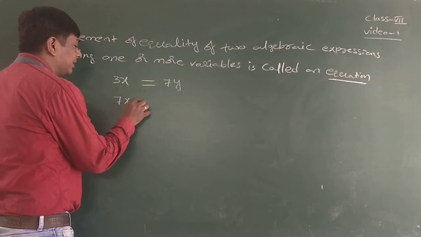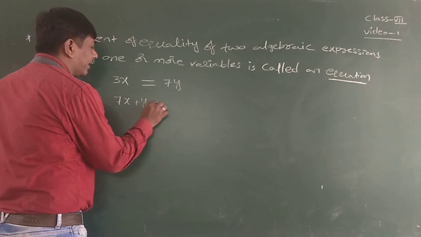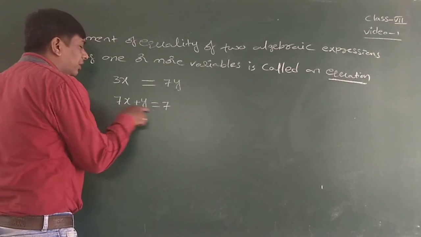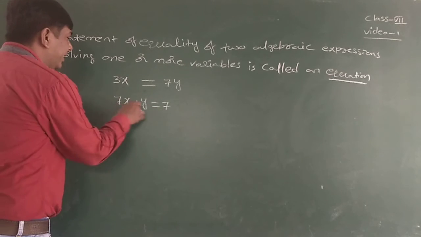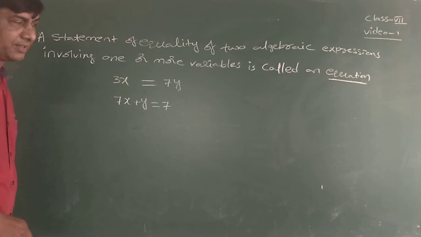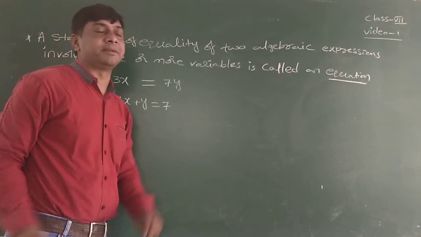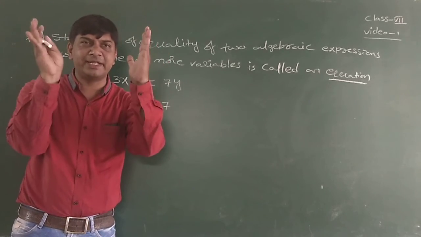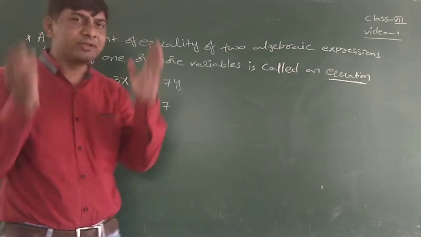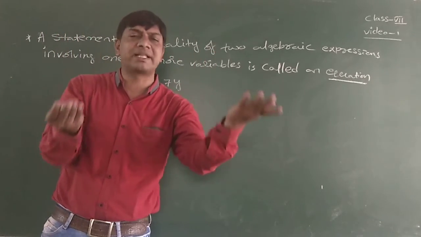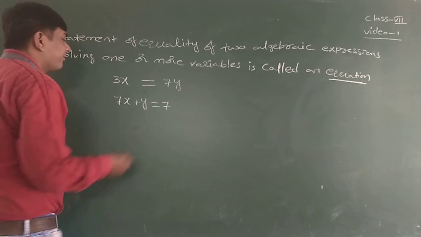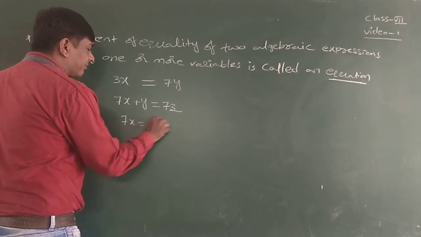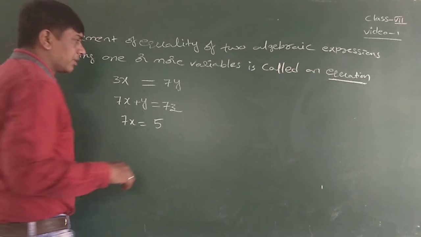So 7x plus y is equal to 7. Here this is also a statement of equality containing two variables. This is also an equation. Okay, got my point here? Two algebraic expressions, between them an equality condition is there, and in those two algebraic expressions one or more variables are there. Two variables I used here. If I use 7z, these are the three variables I used. 7x is equal to 5. Here only one variable I used. Okay.